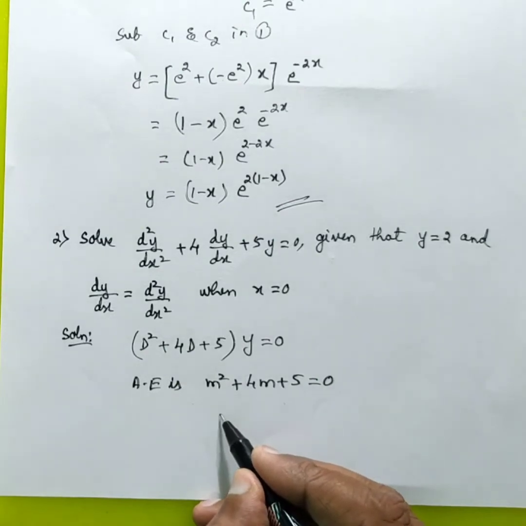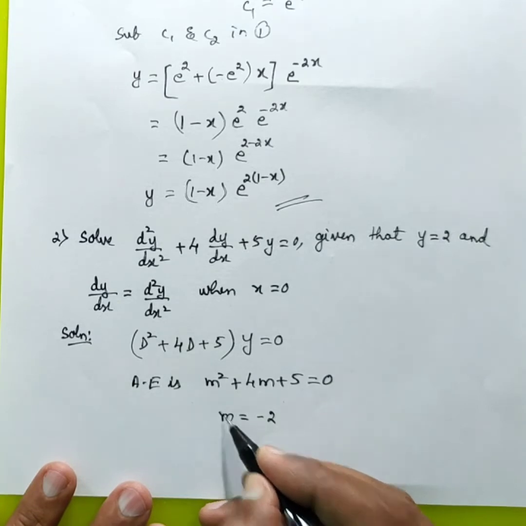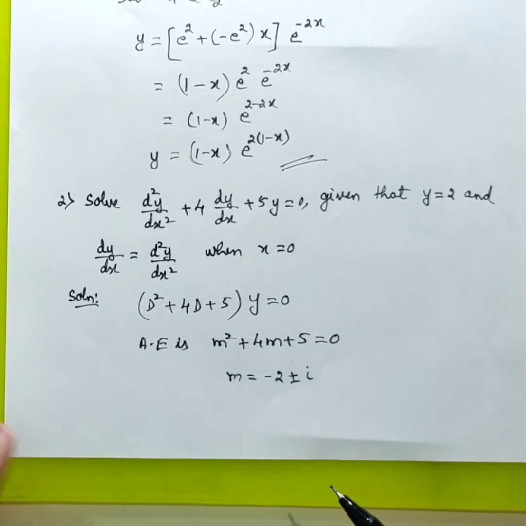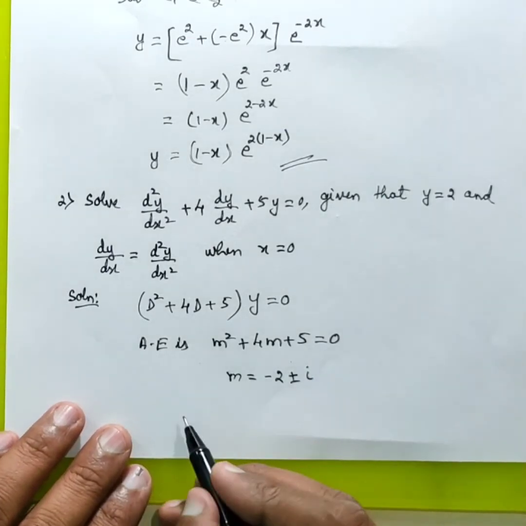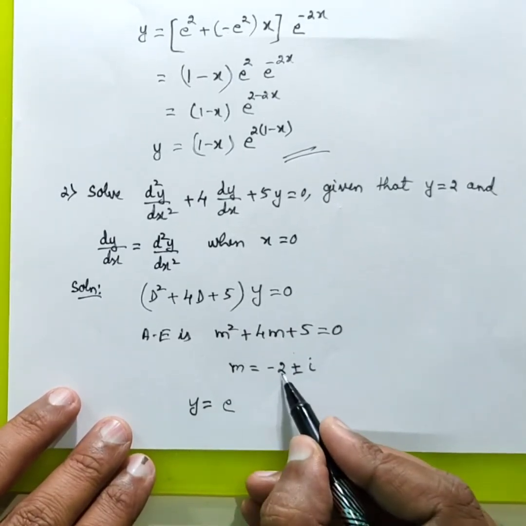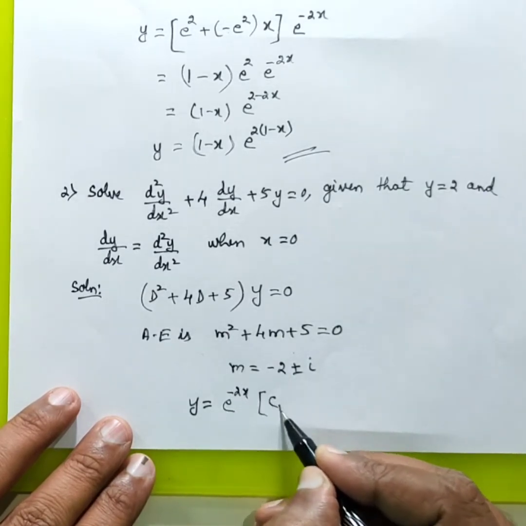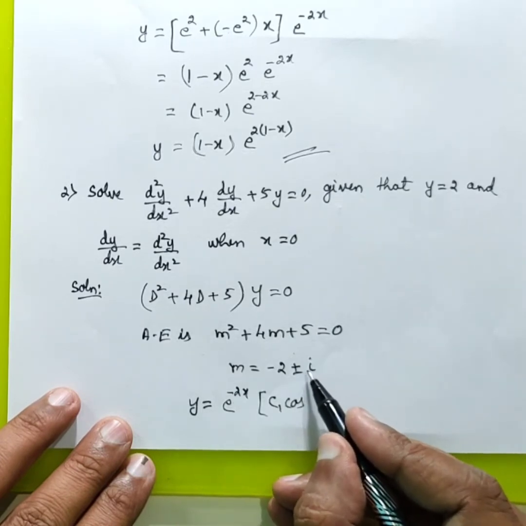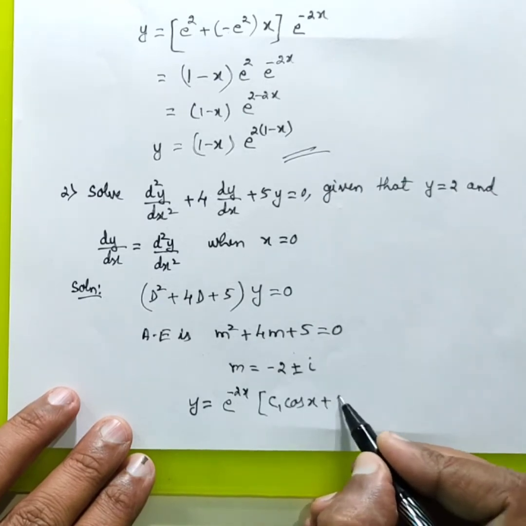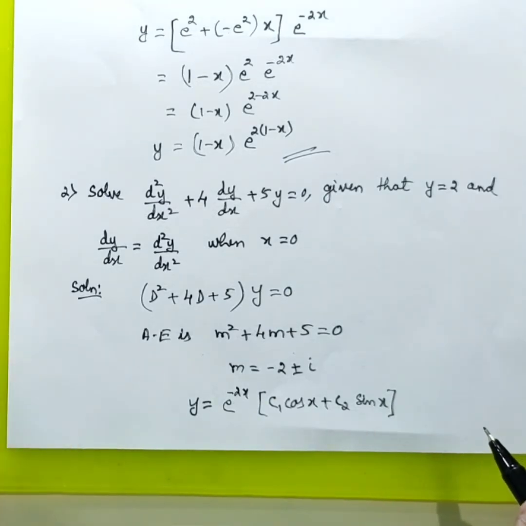So you are getting the roots m equals minus 2 plus or minus i. That will be the root of this equation. Now if you write down the complementary function, which itself is a solution for the homogeneous equation, it is e power of alpha, the alpha value is minus 2, so e power of minus 2x into c1 cos of, here the beta value, the coefficient of i is beta, the beta value is 1, so c1 cos x plus c2 sin x. That will be the required solution.